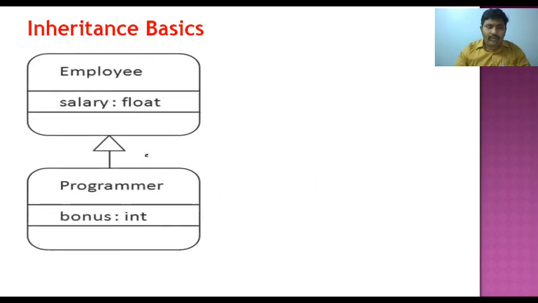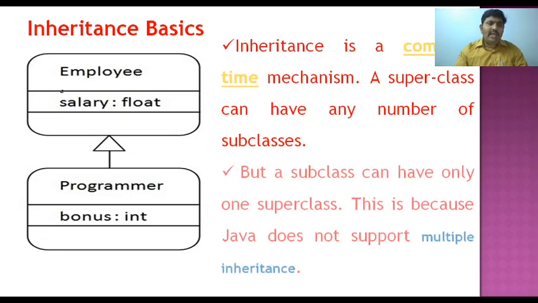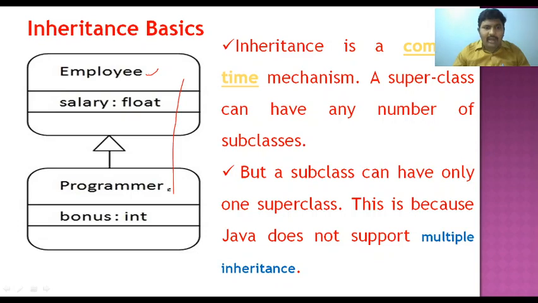For example, here is how we can represent inheritance pictorially. Here I have a class called the employee class. The employee class properties are inherited by the programmer class. This rounded rectangle represents a class. The class name is employee and it has a variable called salary, of type float. And I have a programmer class, which has its own variable bonus, of type int. The employee class properties are inherited by the programmer class through inheritance.